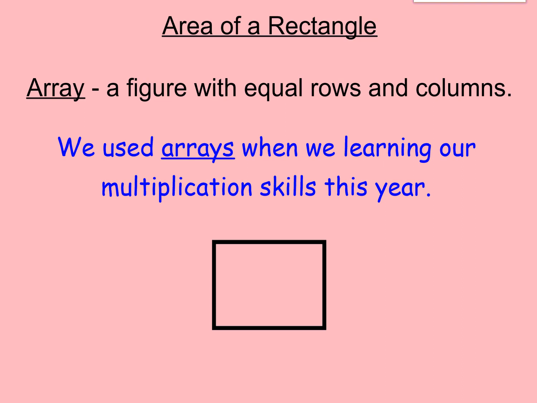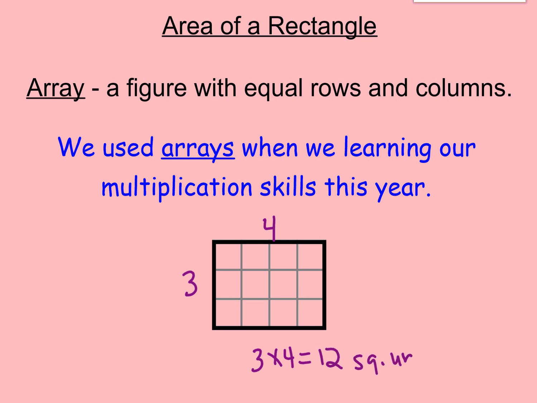As a reminder, an array is a figure with equal rows and columns. We used arrays back when we were learning our multiplication skills this year. So for example, this rectangle that we have down here is a 3 by 4 array. And if I do 3 times 4, I would get 12. So the area would be 12 square units. Let me double check. 1, 2, 3, 4, 5, 6, 7, 8, 9, 10, 11, 12. Perfect.